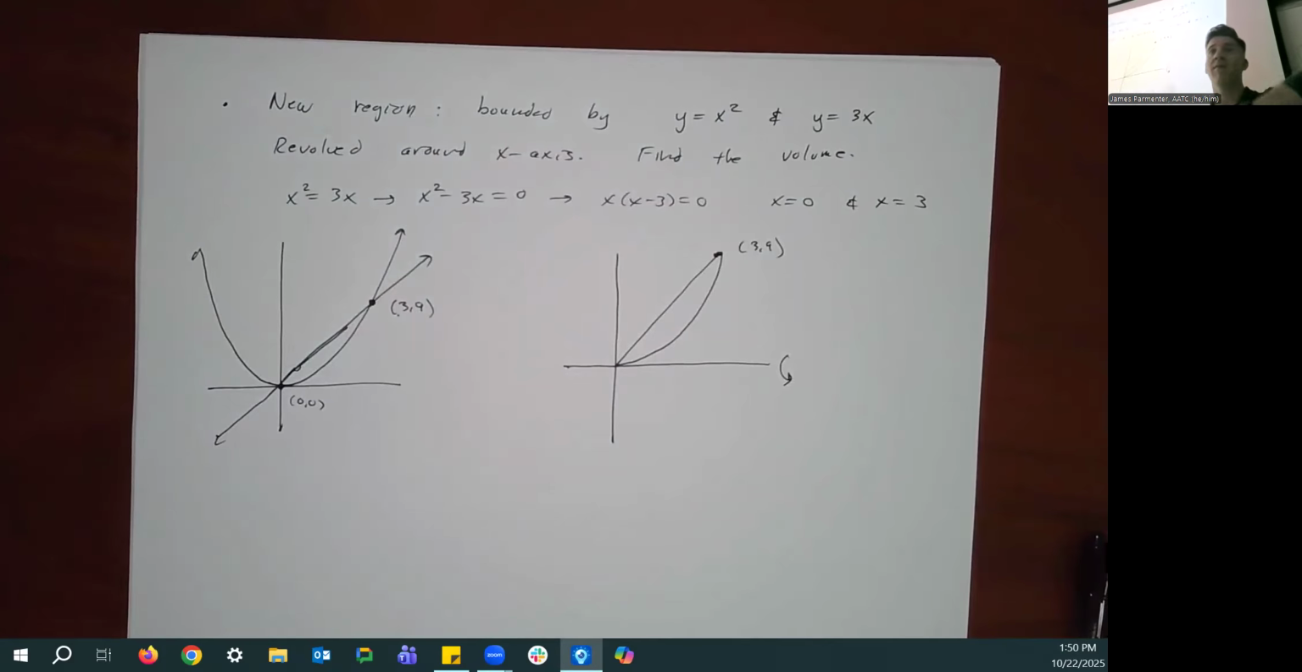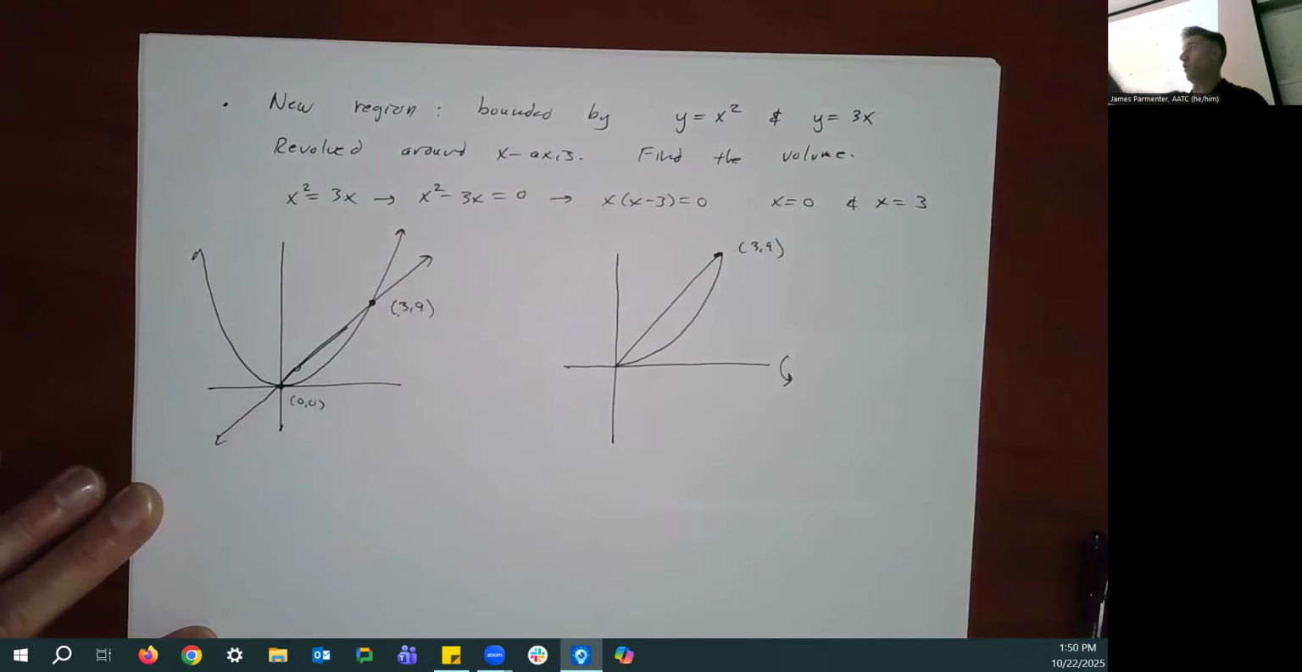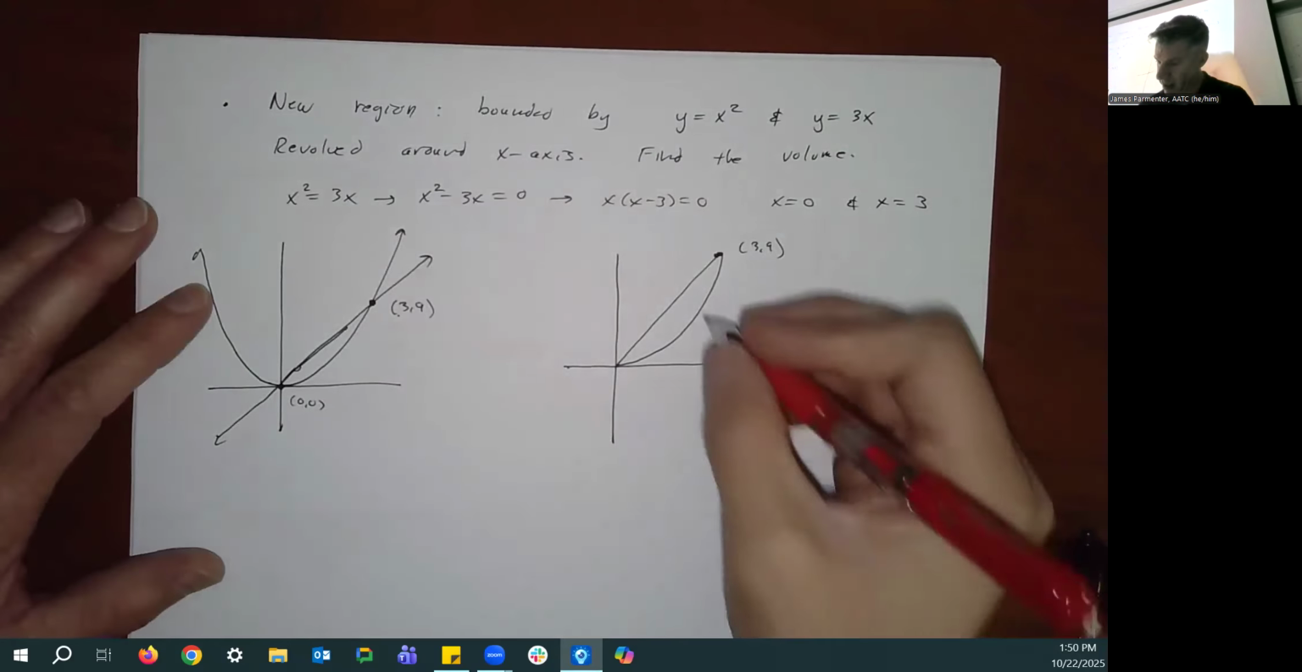Whenever you're finding the volume of a solid of revolution, you're going to draw a little vertical or horizontal strip. And the way you know the orientation of your strip is it should always be perpendicular to the axis of rotation. So if your axis of rotation is the x-axis, you should be drawing a vertical strip. And if your axis of rotation is the y-axis, you're going to be drawing a horizontal strip. We'll see that in action here.